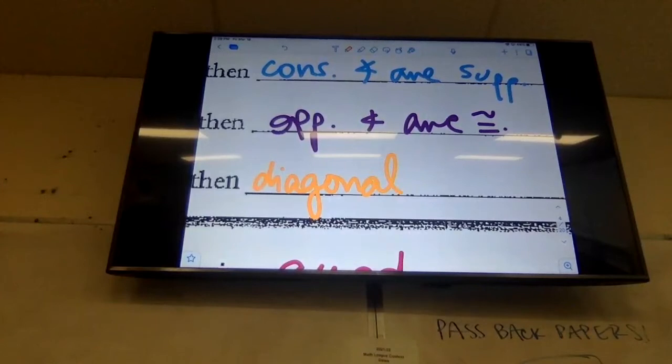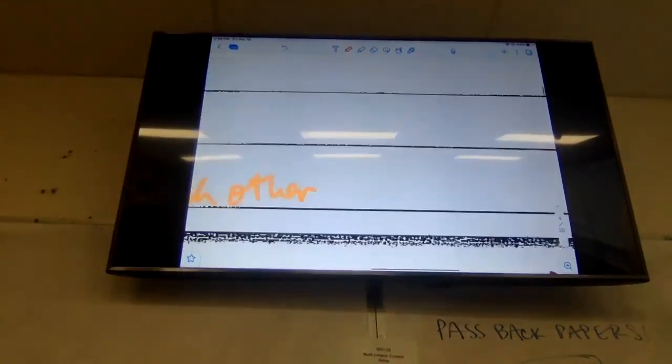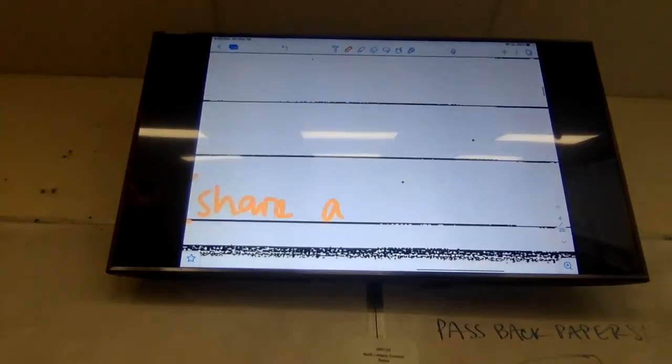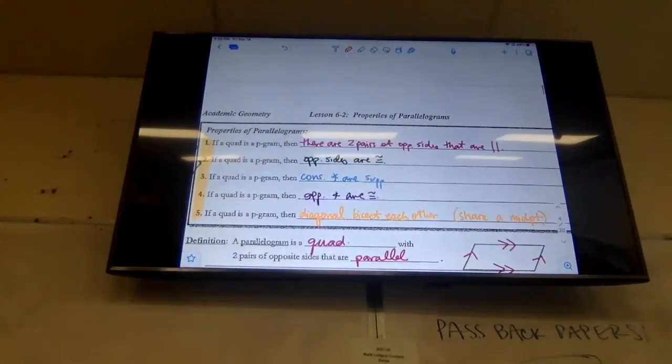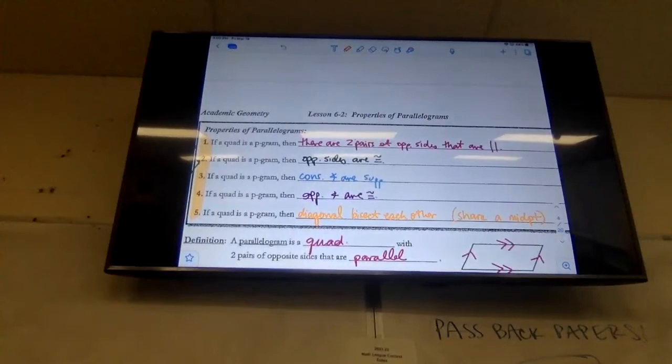Opposite angles are congruent. You can write either diagonals bisect each other, or you could write share a midpoint, whichever makes you happy. I'll zoom out so you can look at those. Everything we just did on the first page is now in that box. Flip it over. We're going to do 2 examples.